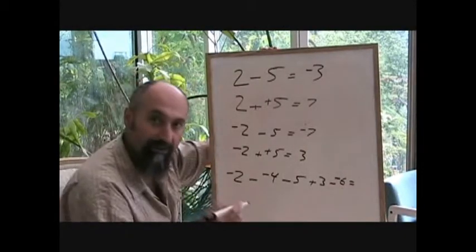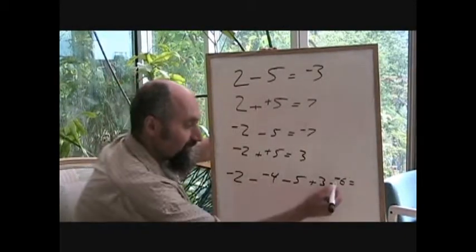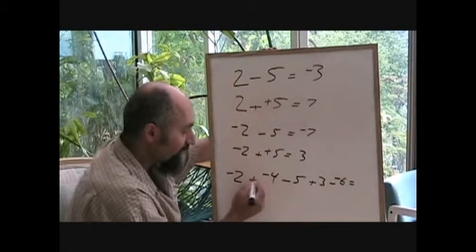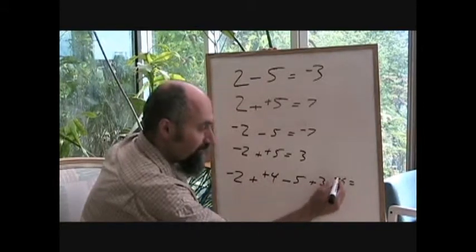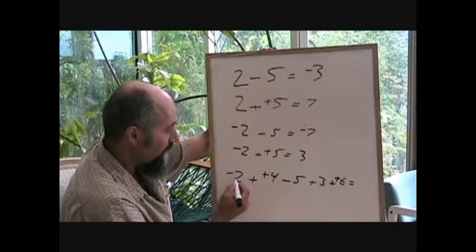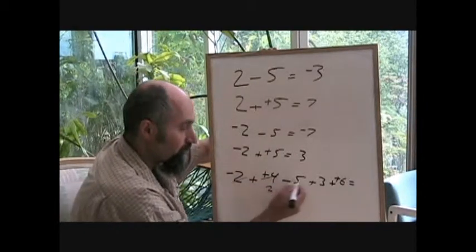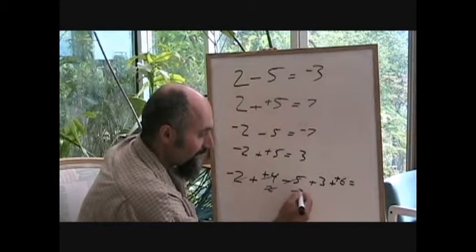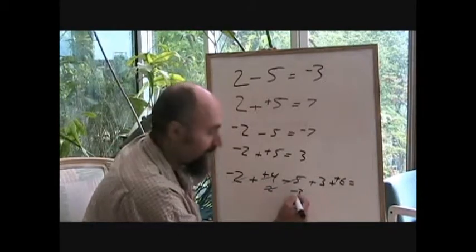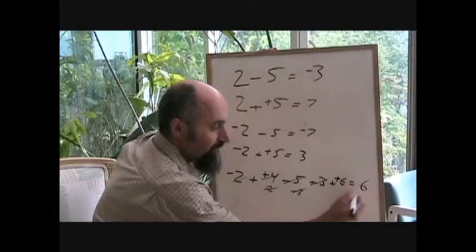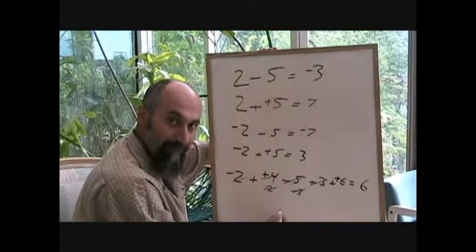What you're going to do is deal with the double negatives first. So negative and a negative makes it positive. Negative and a negative makes it positive. So right now you have negative 2 plus 4 gives you 2. 2 minus 5 gives you negative 3. Negative 3 plus 3 gives you 0. So the final answer is just 6. Easy? Okay.